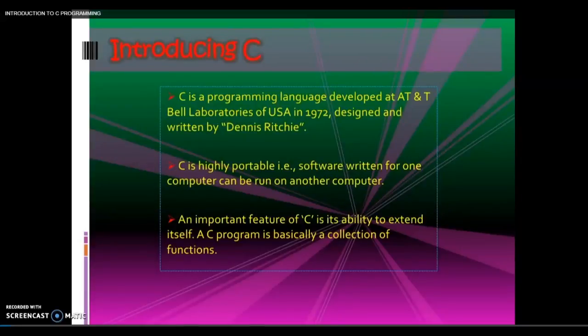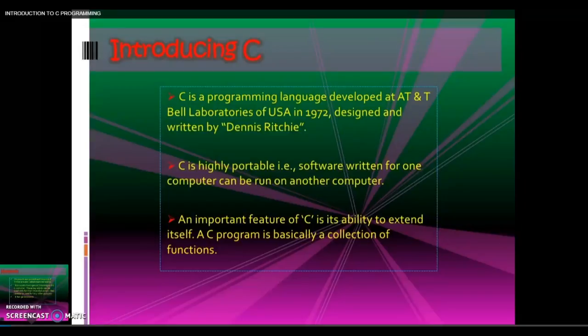Good morning students. Today we are going to discuss the C programming language. So let us start with an introduction about the C language.